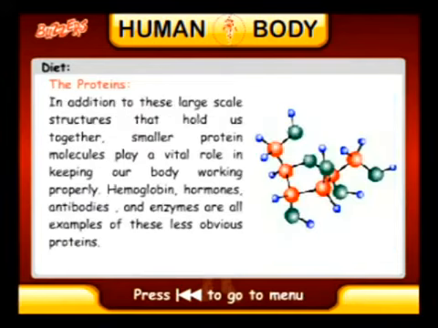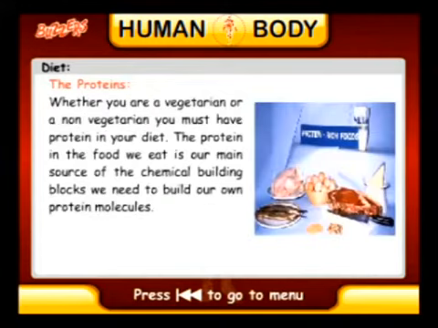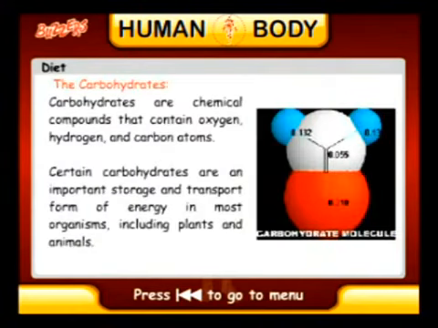In addition to these large-scale structures that hold us together, smaller protein molecules play a vital role in keeping our body working properly. Hemoglobin, hormones, antibodies, and enzymes are all examples of these less obvious proteins. Whether you are a vegetarian or a non-vegetarian, you must have protein in your diet. The protein in the food we eat is our main source of the chemical building blocks we need to build our own protein molecules.